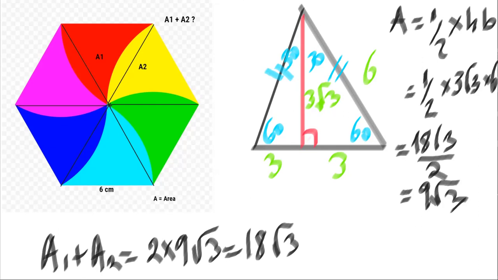And the question asks for the area of 2 such shapes, the yellow and the red ones, but those 2 are the same as 1 and 2 equilateral triangles. So if we multiply this by 2, we will get 18 root 3.